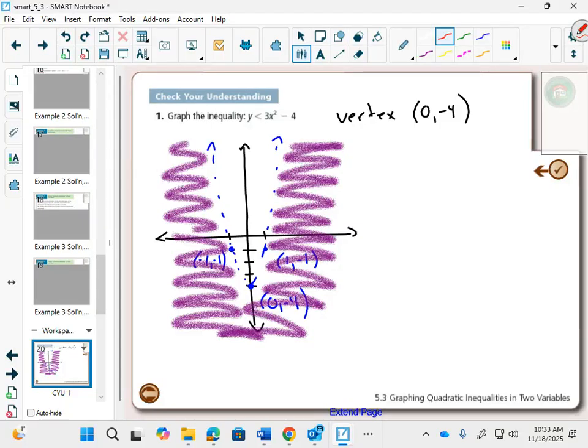If you did a test point and you tested 0, 0, if you plug in 0, is 0 less than negative 4? This point is false. So it makes sense that it is in the non-shaded area. When you do a test point, it'll either be true or false. If it's true, it should be in the shaded area. If it's false, it'll be in the non-shaded area. So when I checked 0, 0, it ended up being false. So it makes sense that my shaded area is the other part.